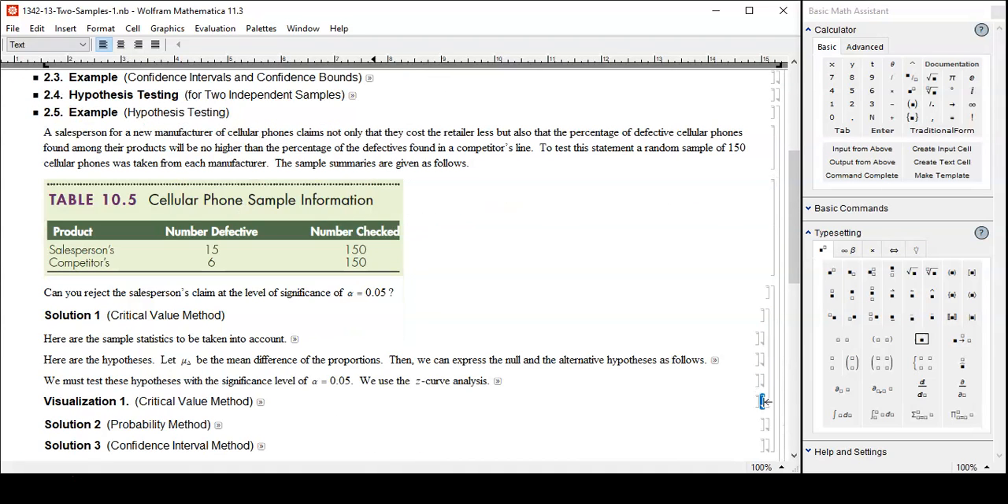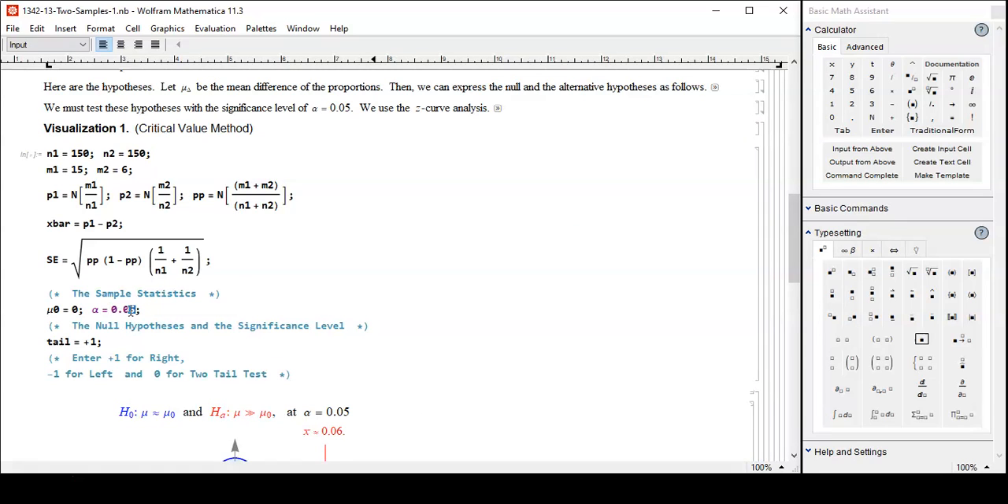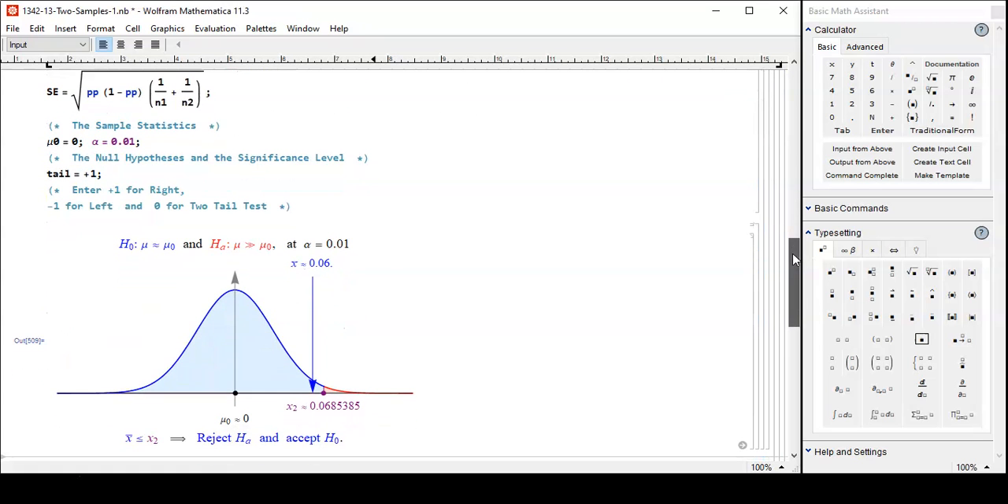I'll just show you some pictures. So change it to 1%. If I do that for 1%, then it looks like the null hypothesis would win. So the critical value goes to 0.068 something, while the observed difference is 6 percentage points. So at a significance level of 1%, we get a bigger blue region, so a higher chance of going into the null hypothesis, and indeed that's what happened here.